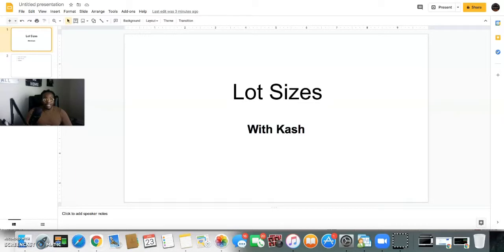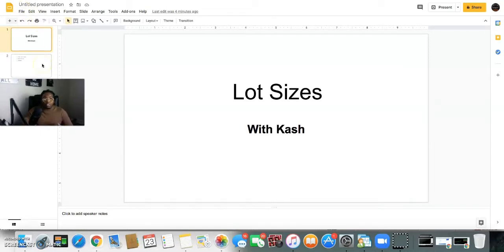So basically guys, in this video, like I said, we're going to talk about lot sizes. This is the important part of trading, because if you don't know your lot sizes, how do you know how much money you're going to make on the trade or how much money you're going to lose on the trade? Each trade is a risk, so don't think that you're going to win every single trade just because you hopped in at what you think was a good position and it's going up and down.